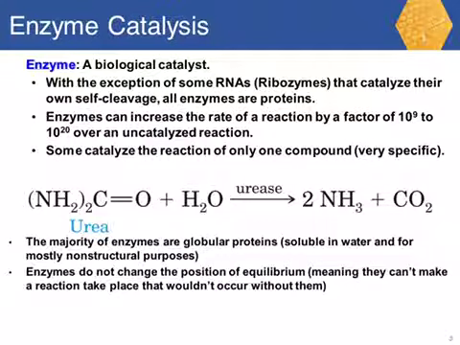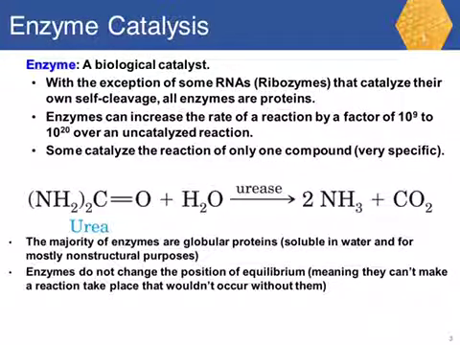Enzymes are considered biological catalysts, meaning they speed up a reaction, with the exception of some RNAs. RNAs have their own ribozymes that catalyze their own self-cleavage, meaning that they're special ones that break the RNA in certain places. Enzymes can increase the rate of a reaction by a factor of 10 to the 9 to 10 to the 20 over an uncatalyzed reaction.